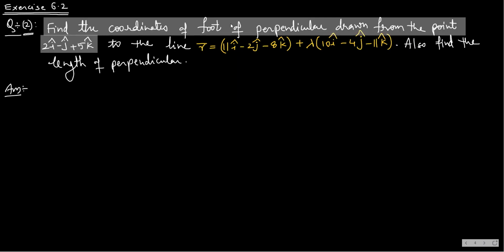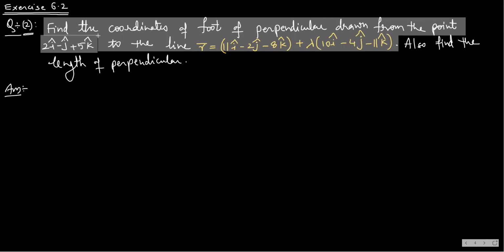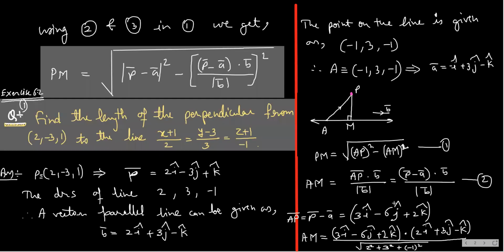What is further they are saying? They are saying, find the coordinates of the foot of the perpendicular drawn from this point, which is P, to the line. See, now this time they are giving the equation of the line in vector form. So they give you the equation of the line, they give you the point, and they are asking for the foot of the perpendicular. They are asking for the coordinates of point M, which is the foot of the perpendicular from the given point to the line.